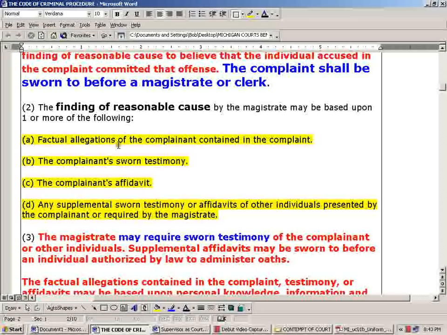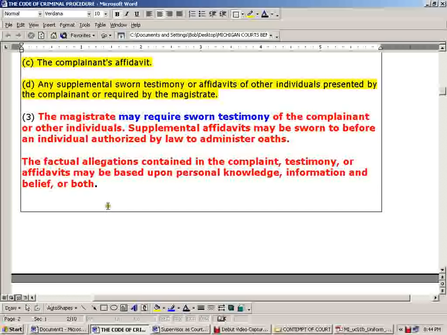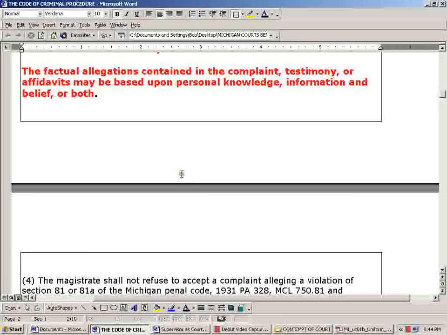Factual allegations contained in the complaint. Right? This is what reasonable cause is. Factual allegations. The complainant's sworn testimony. The complainant's affidavit, which is really your sworn testimony. Well, I guess that's the facts that you believe. Any supplemental sworn testimony. A magistrate may require sworn testimony of the complainant or other individuals. Supplemental affidavit may be sworn to before an individual authorized by law to administer oaths. Factual allegations contained in the complaint, testimony, or affidavit may be based upon personal knowledge, information, and belief, or both. You just got to be close.